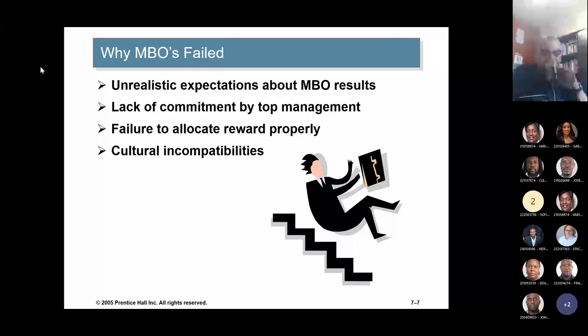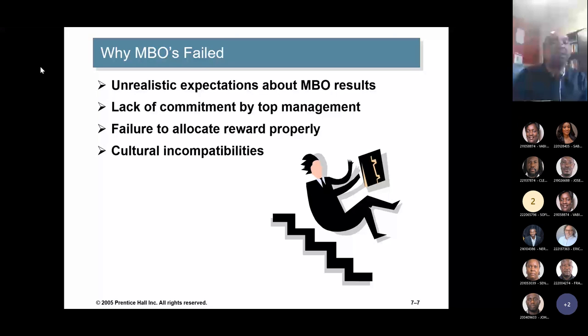Another reason why MBO fails is failure to allocate rewards properly. The benefit that accrues from MBO, at times, management fails to allocate properly as rewards. That has also affected the success of MBO. Another aspect is cultural incompatibility.